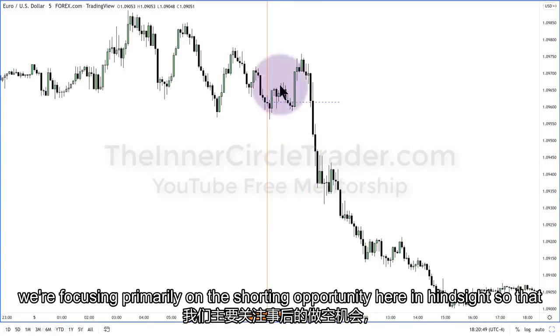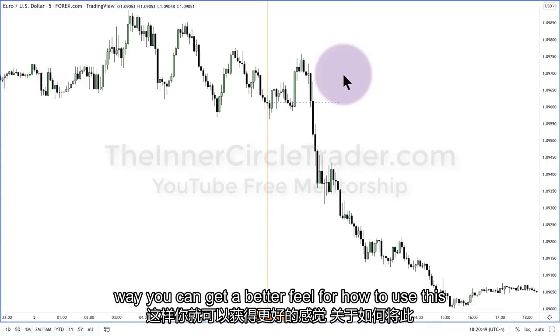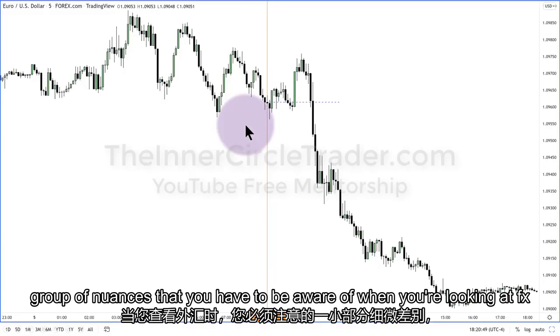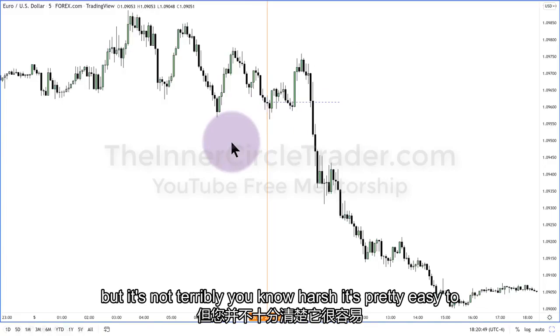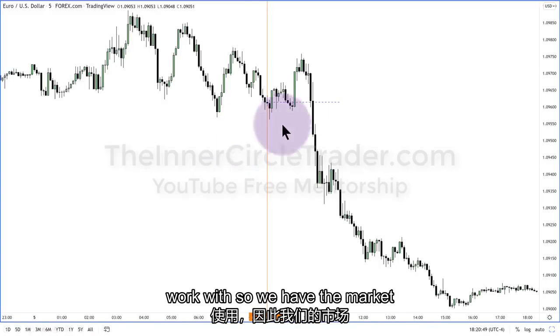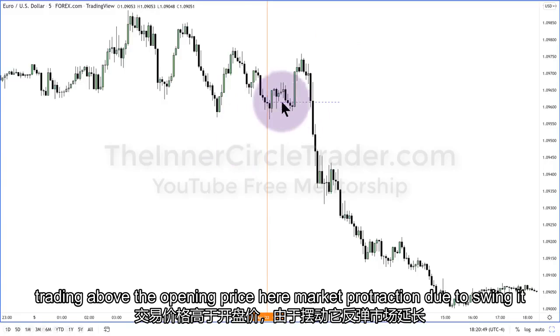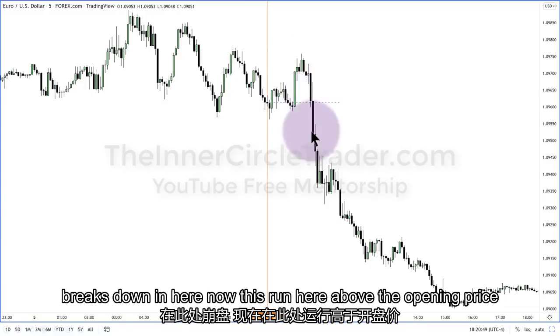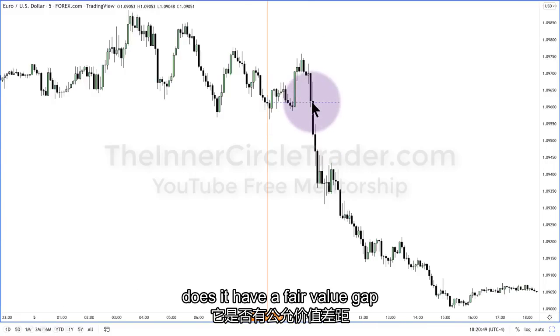But we're focusing primarily on this shorting opportunity here in hindsight, so that way you can get a better feel for how to use this model with FX. So there's a subtle little group of nuances that you have to be aware of when you're looking at FX, but it's not terribly harsh. It's pretty easy to work with. So we have the market trading above the opening price here. Market protraction, Judas swing. It rallies up and then breaks down in here. Now, this run here above the opening price, does it have a fair value gap?